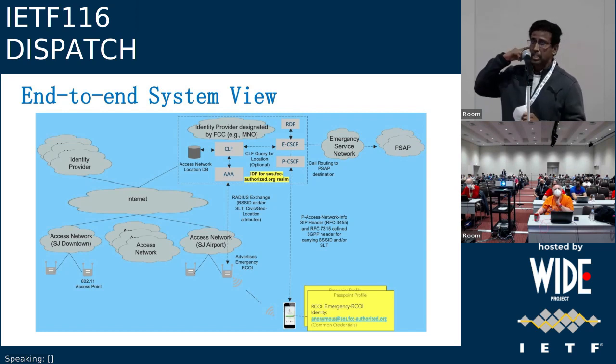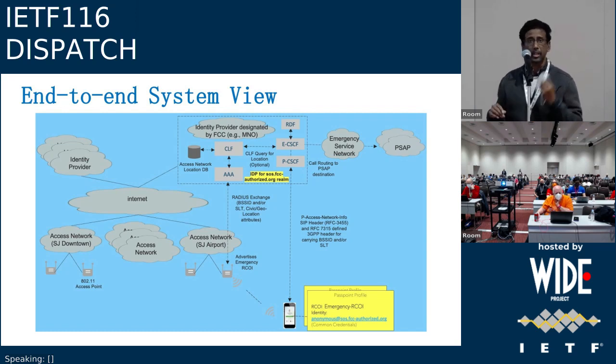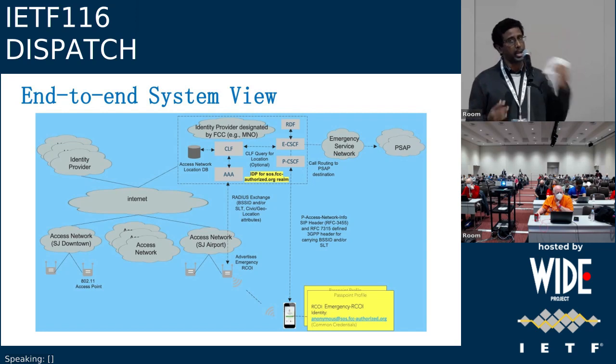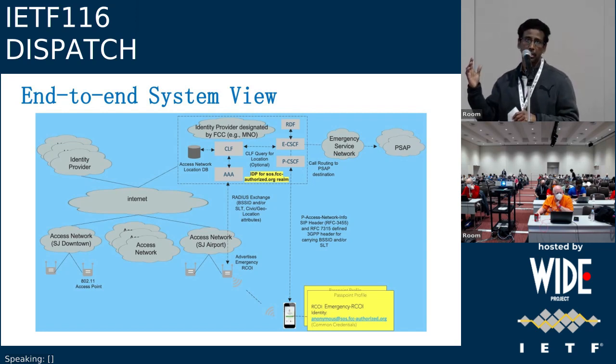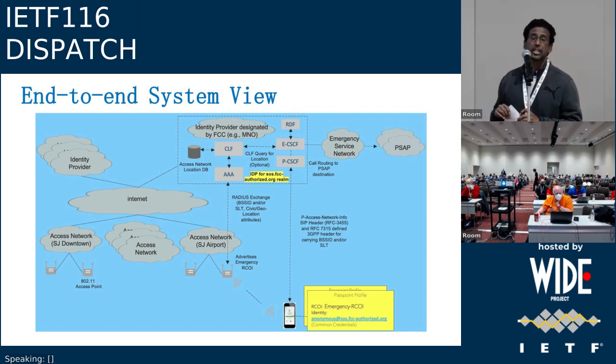That way, when a 911 SIP call comes in, it can query the IdP, saying, I'm seeing a call here, is this the right location? The 911 system can then cross-correlate what the endpoint is saying with what the network is saying. This is how we can solve the location issue and rogue callers. That is the other element in the system.